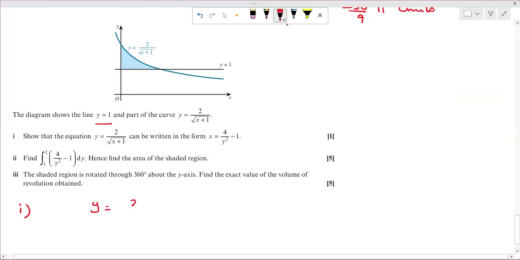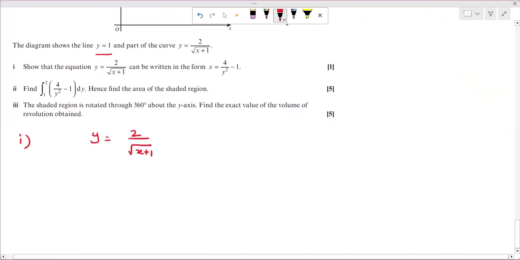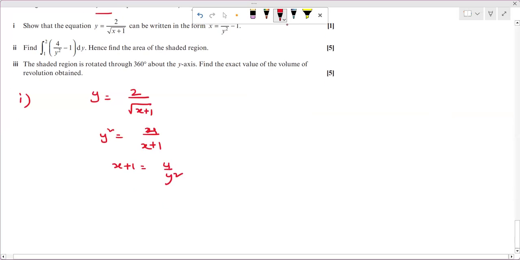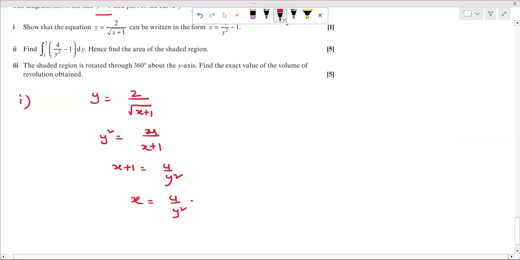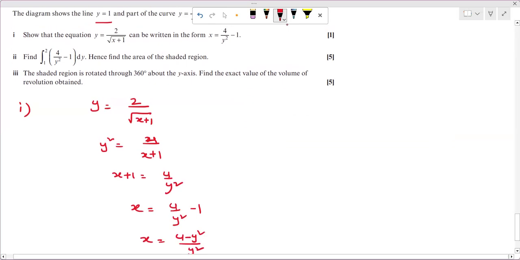So y is equals to 2 by root x plus 1. If I am squaring both sides, y square is equals to 4 by x plus 1. So x plus 1 is equals to 4 by y square, so x is equals to 4 by y square minus 1, which is 4 minus y square by y square. So only they're asking us to show this one, so keep it as it is.